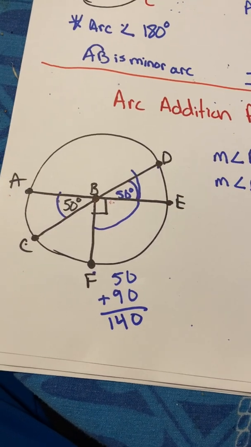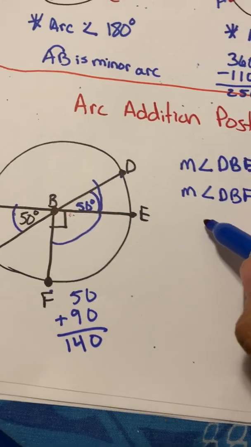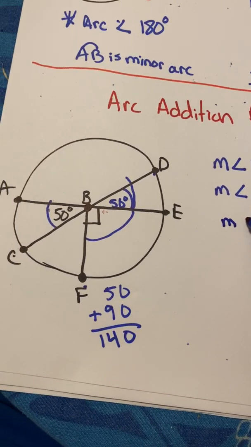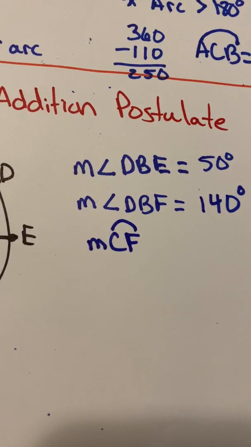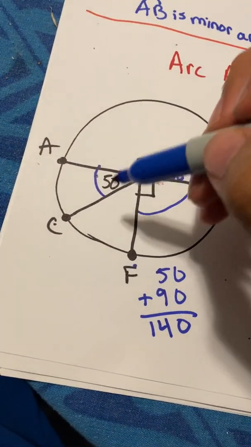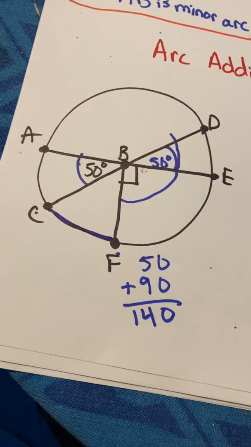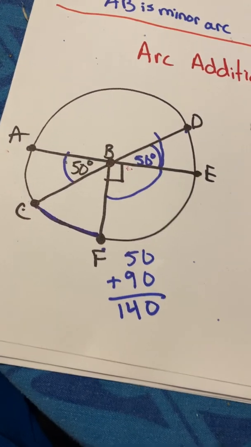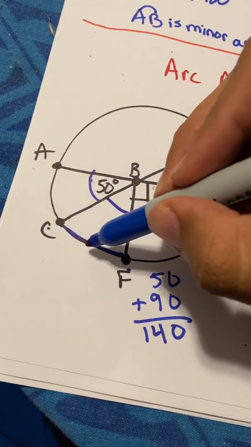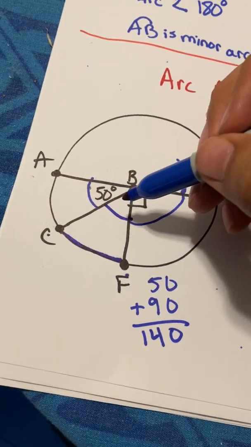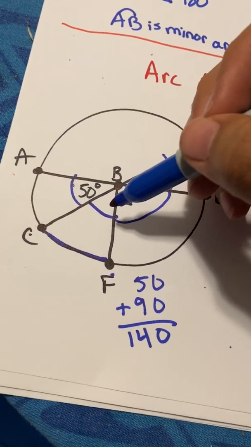Cool. So the last question that it's asking is, what is the measure of arc CF? This time we're not dealing with angles anymore, but they want to know the measure of arc CF. Well, we know that CF is this arc right here. If we can find this central angle, we basically found the same measure for that arc. So what can we do to find what this angle is?